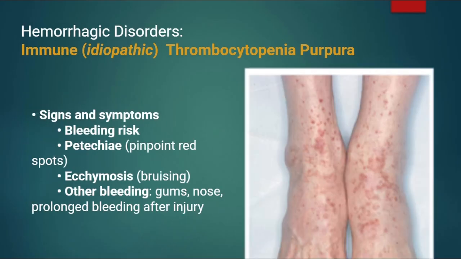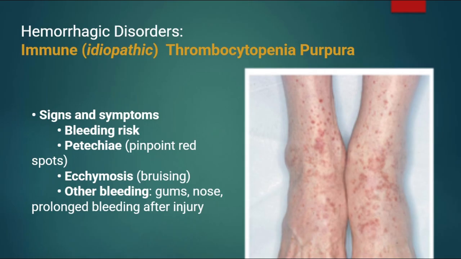On this slide, we are looking at the signs and symptoms of immune thrombocytopenic purpura. The biggest concern is bleeding. Because platelets are destroyed, the patient cannot clot effectively. One of the earliest signs is petechiae, those tiny pinpoint red or purple spots you see in the photo here. They are caused by small hemorrhages under the skin.